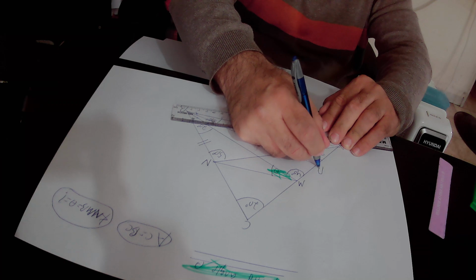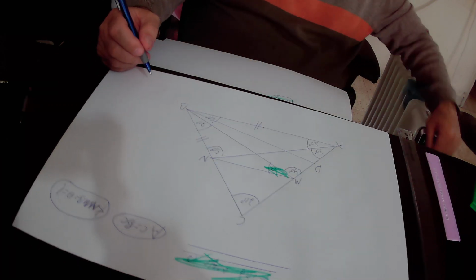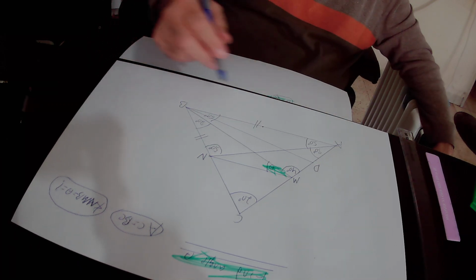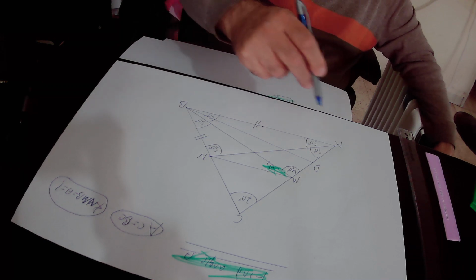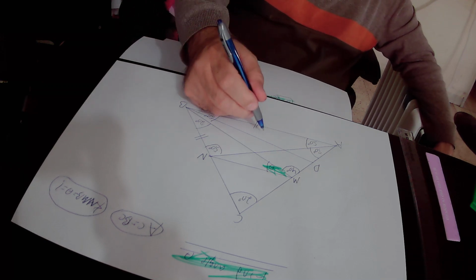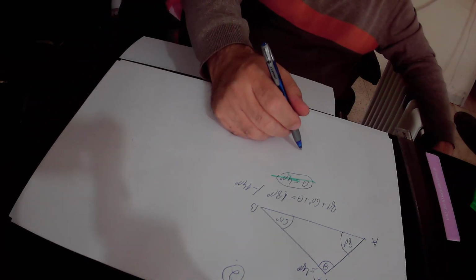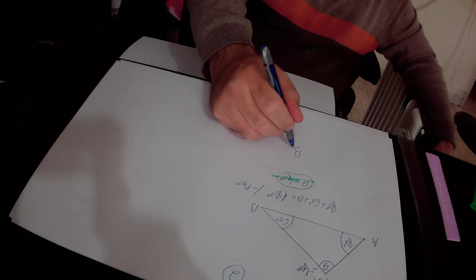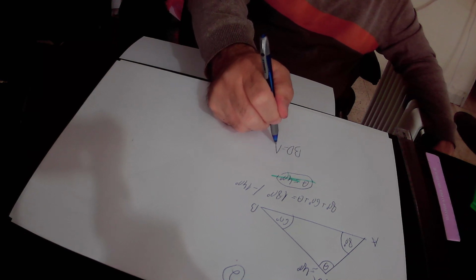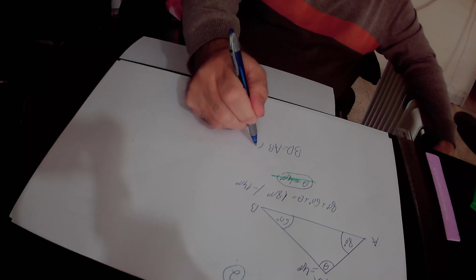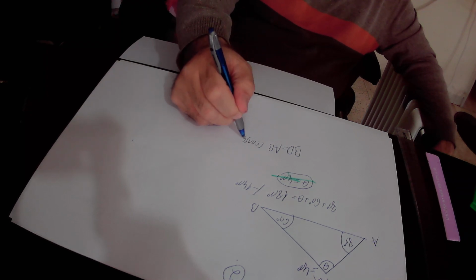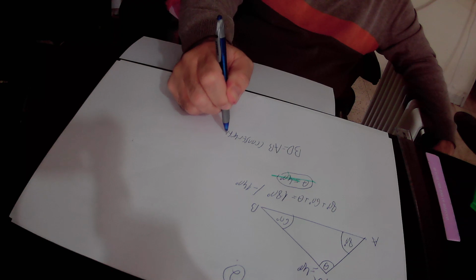This is line segment BD, and we build line segment BD in such a way that BD will be equal to AB. So here BD equals AB according to our construction. I write it down. BD equals AB according to our construction.